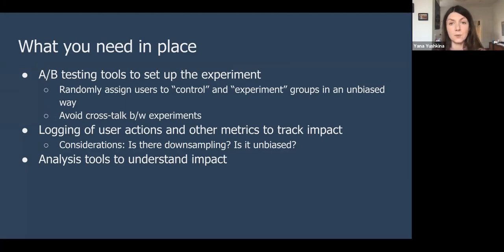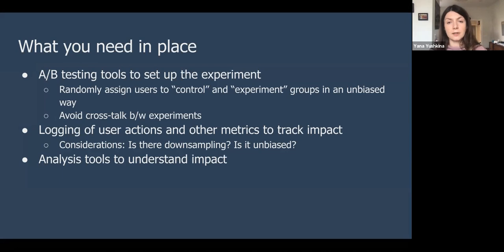And then another thing that's quite important if you run a lot of experiments at the same time is avoid crosstalk between experiments. So crosstalk is when the two experiments are affecting each other's populations in an unexpected way. So that's, again, something that ideally your testing system already accounts for. And if it does not, you need to manually think about this and understand what other experiments are running and how they might affect your results.